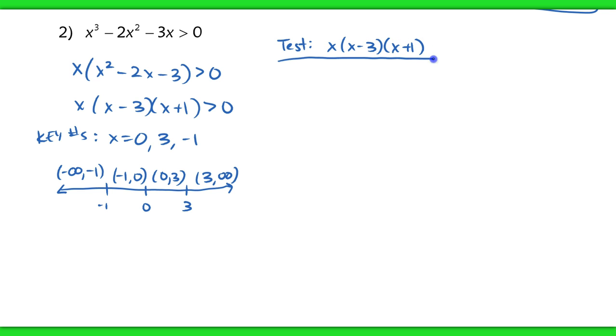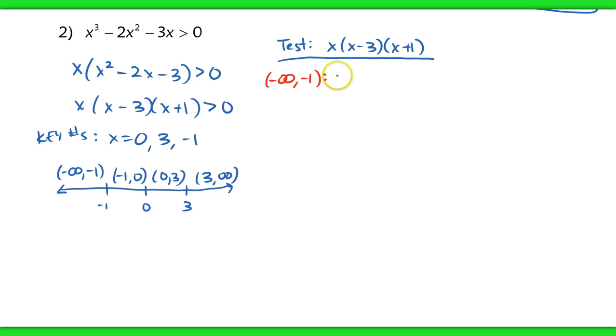I'm just going to clean up a little bit of the work here that I've been kind of all over the place with, but I'm just going to test it in here, so just refer back up to here when you see where I'm testing the regions. So let's first start with negative infinity to negative 1. I'm going to pick a number, let's say negative 2, and I'm going to plug it in.